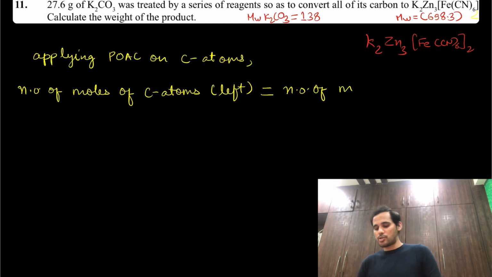So the next question, as you can see on your screen, is 27.6 gram of K2CO3 was treated with a series of reagents, we do not know what, so as to convert all this carbon to K2Zn3[Fe(CN)6]2. This is basically a complex, and this is Fe(CN)6 twice, right?